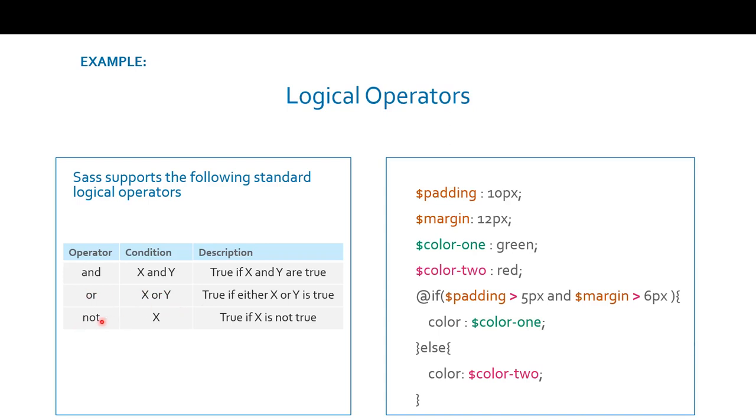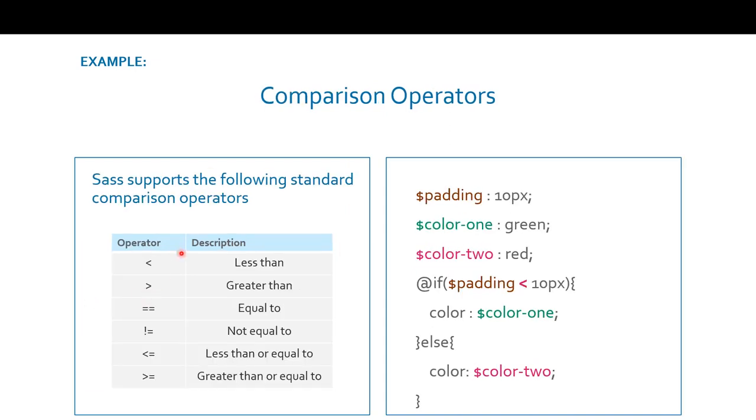Then the last one is the NOT operator. Basically, what the NOT operator does is that it takes the result of a comparison operator. The result of a comparison operator will either be true or false. A comparison operator returns only two values, true or false. So all these comparison operators we've looked at here will return either a true or false value. I should have mentioned it here, but it is good to know.